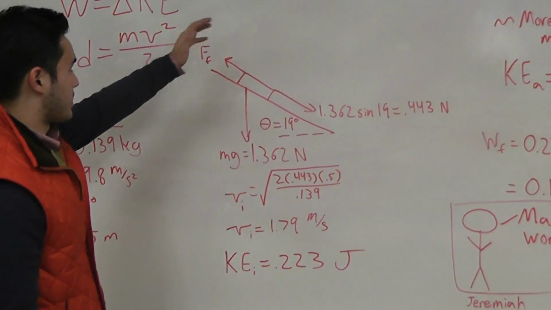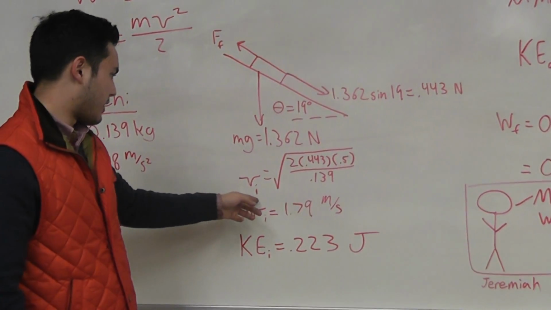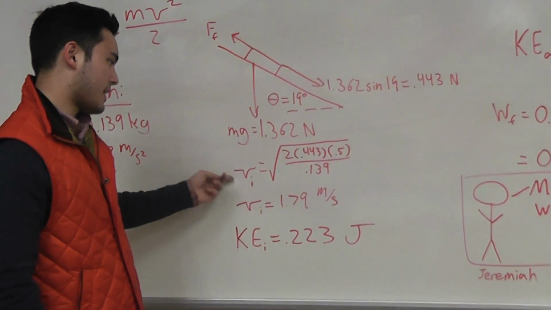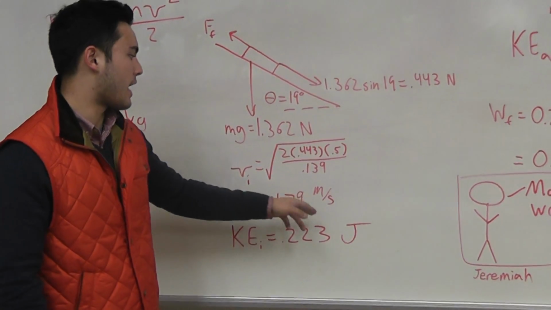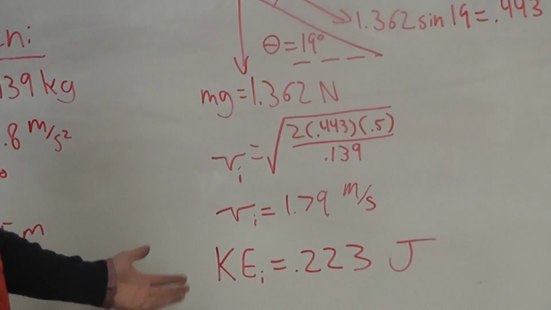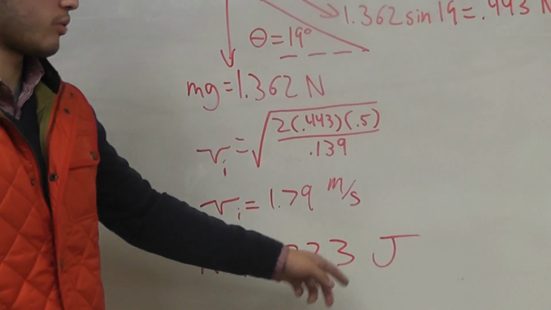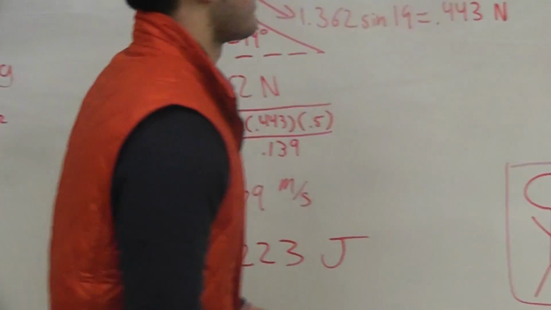So to find our KE_I, ideal kinetic energy, we set up this function to find our ideal velocity, which is 1.79 meters per second, and then again thanks to the magic of math, more math magic, and we have kinetic energy ideal equals 0.223 joules. So hang on to that.